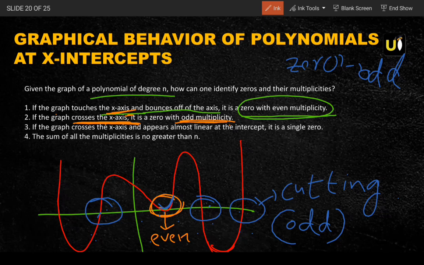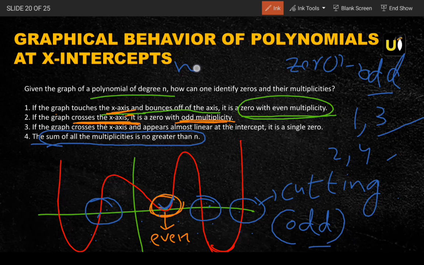Now, from the graph we can determine whether the multiplicity is even or odd. But how do we say that the multiplicity is 1 or 3, or 2 or 4? How do we determine this? We have a property: the sum of all the multiplicities is not greater than n, where n is the degree of the polynomial.